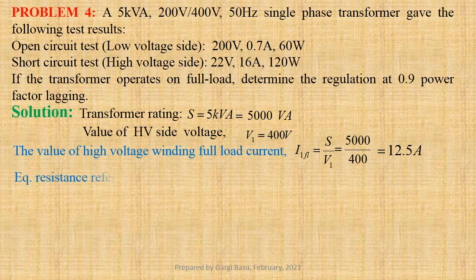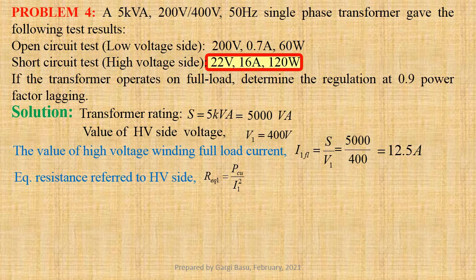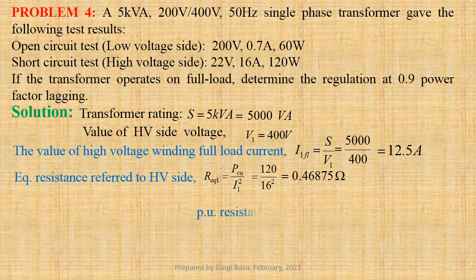Equivalent resistance referred to high voltage side Req1 equals P copper divided by I1 square. From short circuit test data, we find that P copper equals 120 watt and high voltage side current I1 equals 16 ampere. Therefore, Req1 equals 120 divided by 16 square. That gives us 0.46875 ohm.